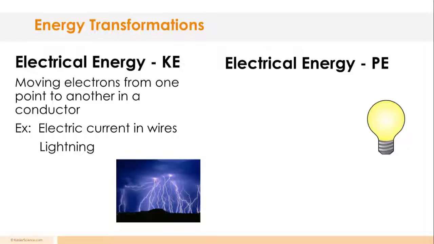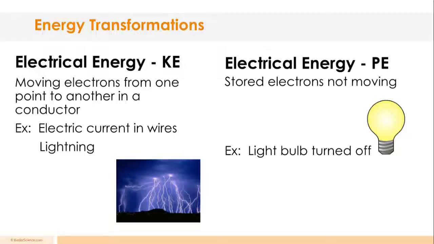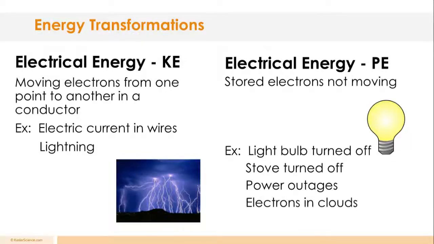Electrical energy can also be in a potential energy form. It's stored electrons that are not moving. So when they're just waiting to be moved, that's going to be in its potential energy form. An example would be a light bulb turned off. The electrons are there waiting to move. They're just being kept from moving as that switch or that circuit has been broken. A stove turned off, power outages, all of those would be examples of electrical energy in its potential energy form.